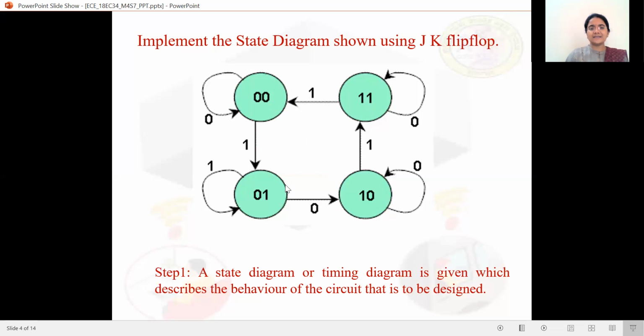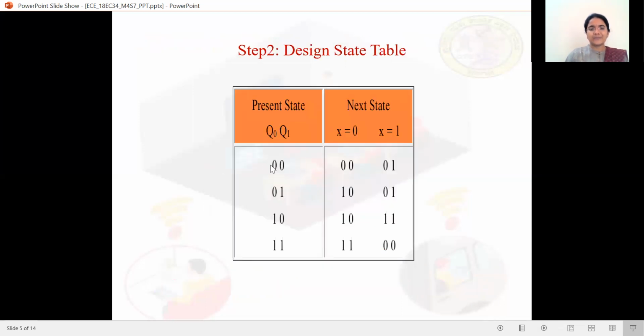By having these, we can construct a state table. 00, 01, 10, 11. And the next state, depending on the input values, we are writing the next state. We are having 4 present states. Depending on x is equal to 0 or x is equal to 1, we are writing the next states.